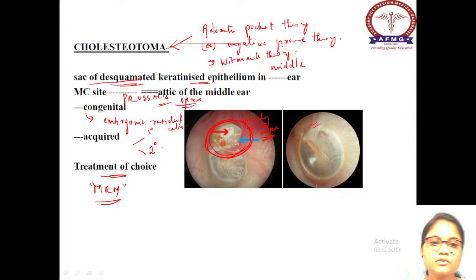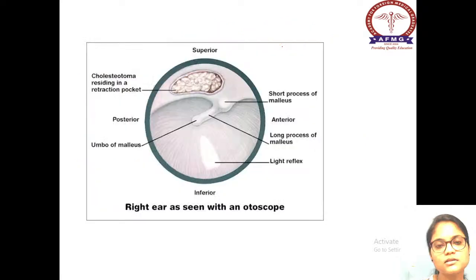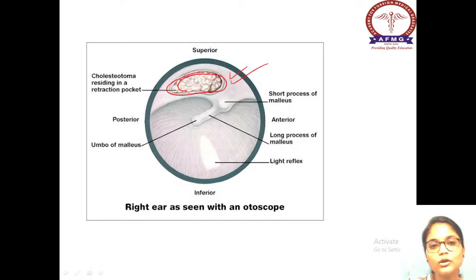Okay, so this is what on the whole you have to know about cholesteatoma. It is a keratinized desquamation of the epithelium in the middle ear, and the most common site is your Prussak space. The next picture shows a collection of cholesteatoma particles, the keratinized epithelium, in your retraction pocket. If you can appreciate, there is a retraction pocket where the cholesteatoma gets collected. This is the right ear showing an otoscopic examination.